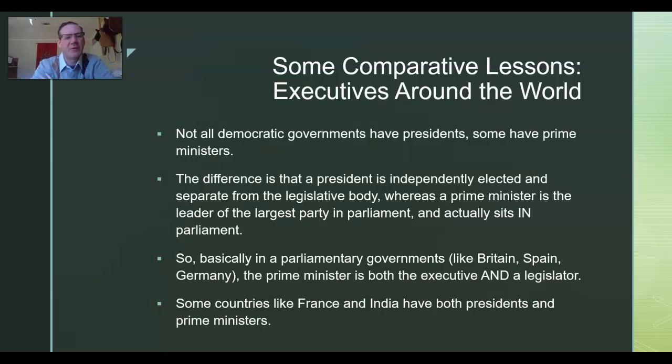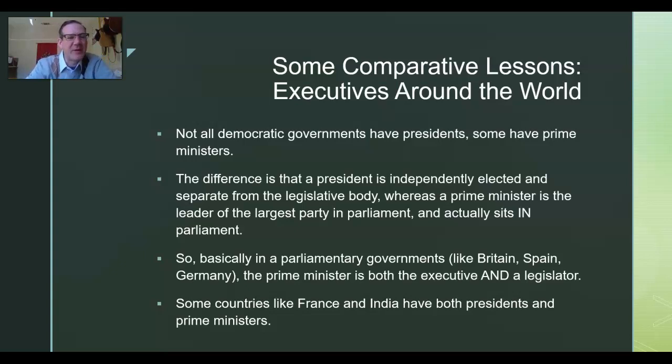So I want to start with just a very simple comparative lesson looking at comparative democratic executives around the world. Not all democratic governments have presidents. Some have prime ministers, okay? Britain is an example here. The difference is that a president is independently elected and separate from the legislative body, whereas a prime minister is the leader of the largest party in parliament. He's actually elected to sit in parliament, which is their version of Congress, and he's beholden to the parliament. They can kick him out if they get mad at him and replace him with a new prime minister.